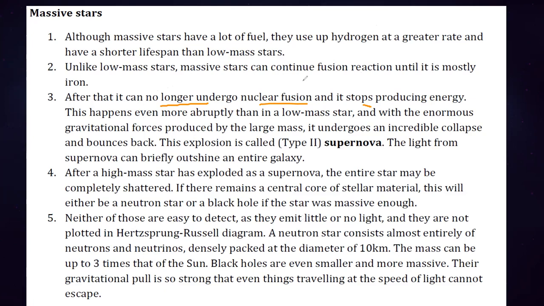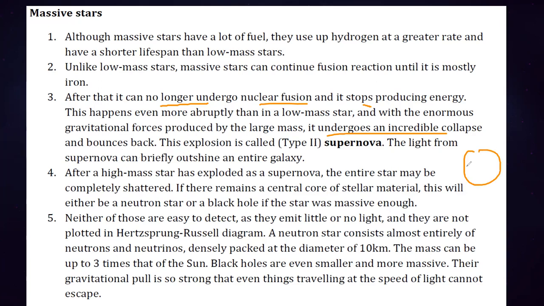As the energy is conserved, the potential energy changes to kinetic energy. Due to this kinetic energy, the particles move faster and undergo fusion. And as the temperature is very high, it can undergo fusion for heavy elements as well, compared to a low mass star. And as a result, when all the things come closer to each other, it will undergo an incredible collapse and bounce back.